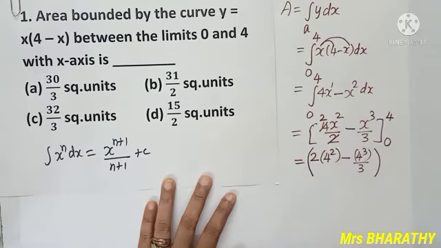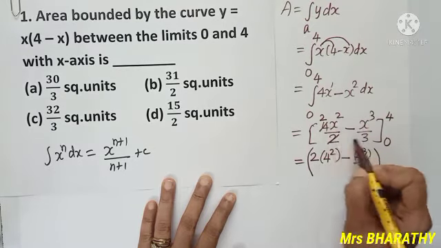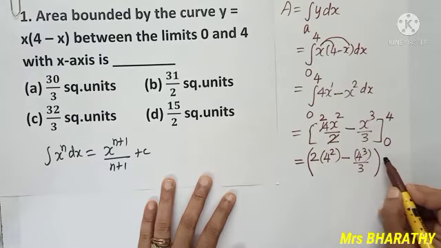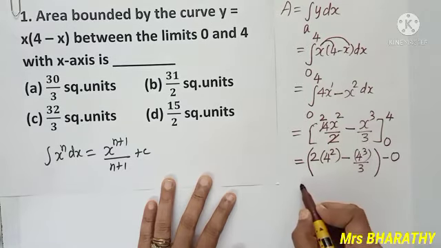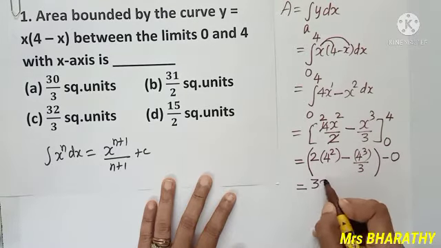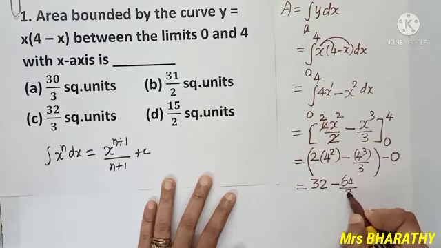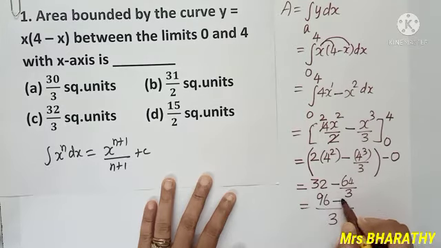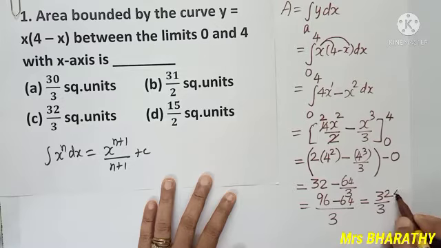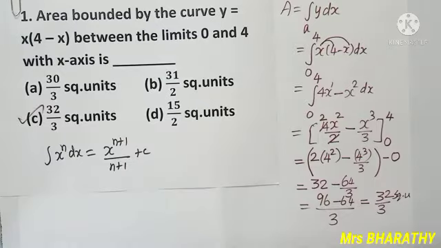Upper limit over. When I put the lower limit x as 0, this full term becomes 0. As I simplify, 4 square, 16 into 2, 32, minus 4 cube, 64 by 3. As we take LCM, 3 into 32 minus 64, my answer is 32 by 3 square units. Option C will be the right choice.